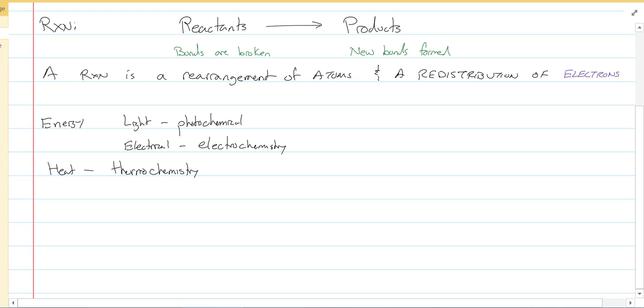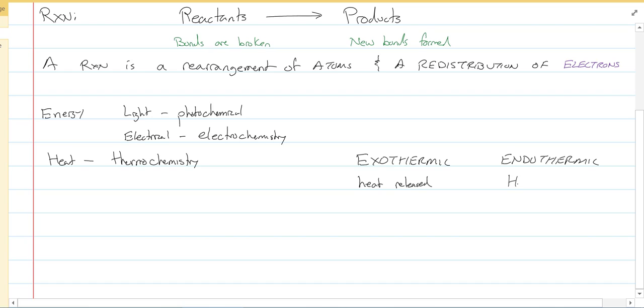So now there are two terms that I want to define real quick: exothermic and endothermic. Exothermic means heat is released, heat out. And endothermic means heat is absorbed, or heat in, right? Just like an exoskeleton versus endo. Exo out, endo in. So heat's coming out, heat's coming in.